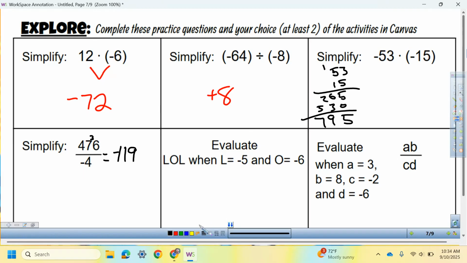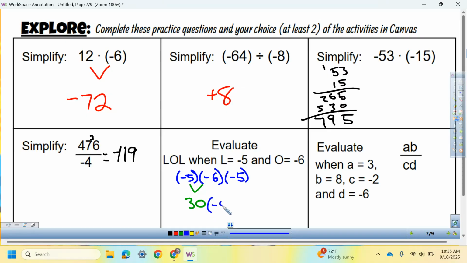Now, for our 2 evaluating problems. Again, it's the plug-in game. So we need to evaluate LOL when L is negative 5 and O is negative 6. So our problem would say negative 5 times negative 6 times negative 5. Now, to get our solution, let's go one by one. Negative times a negative, that's going to be a positive 30.